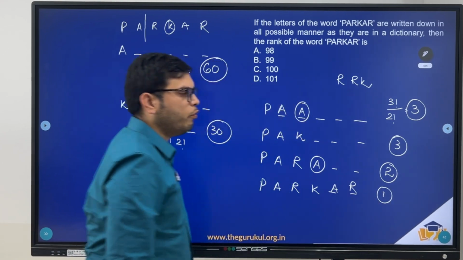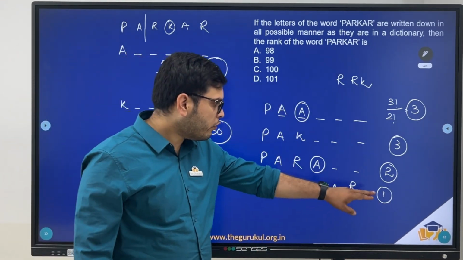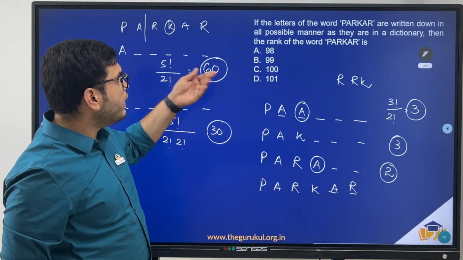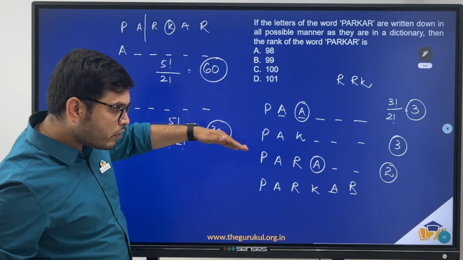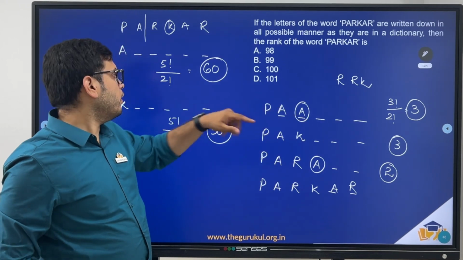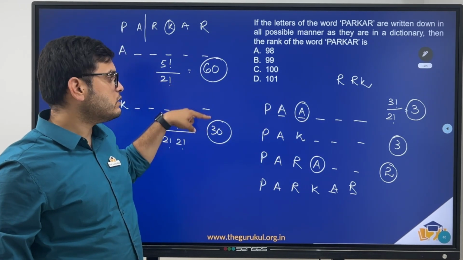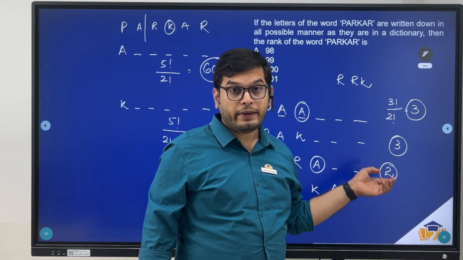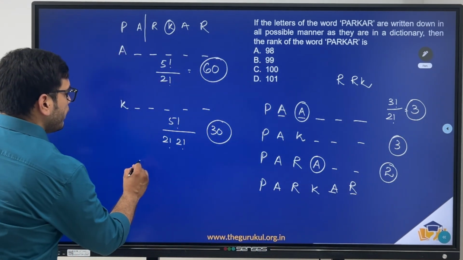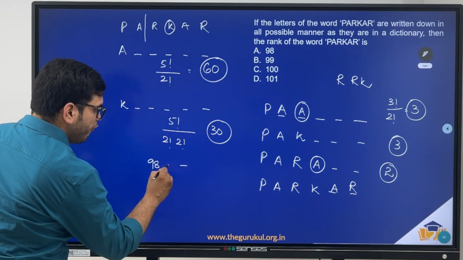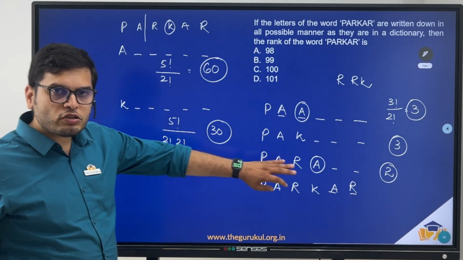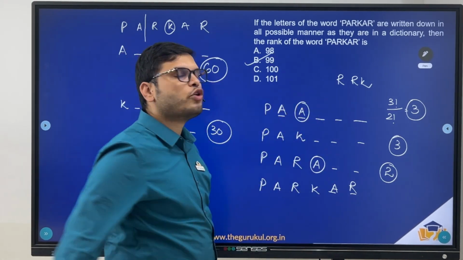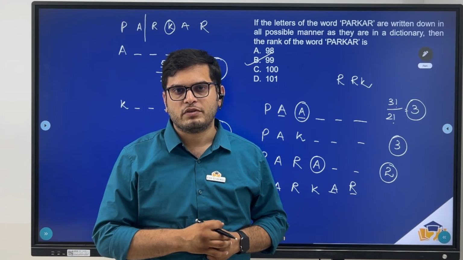Now you have 1, right? So we are asked to find this position. Okay. So let's see how many words are there prior to Parker. You have 60 plus 30, 90, 90 plus 6, 96 plus 2, 98. So there are 98 words before Parker. So the position of Parker or the rank of Parker should be 99. Hence option B should be the answer to this question.